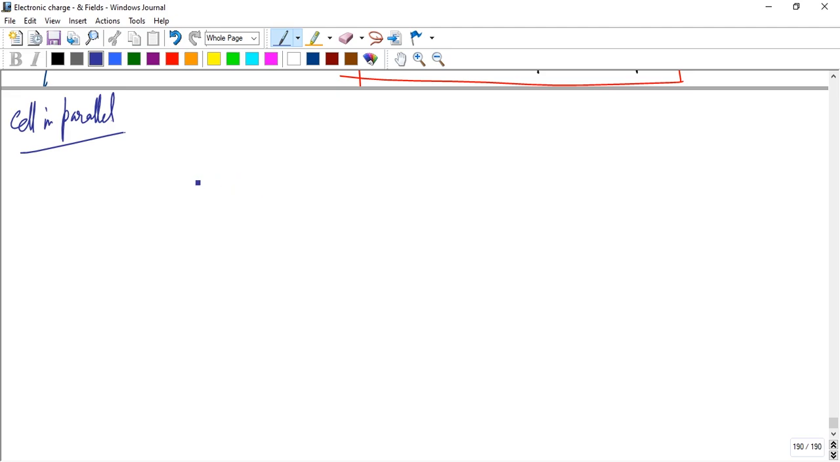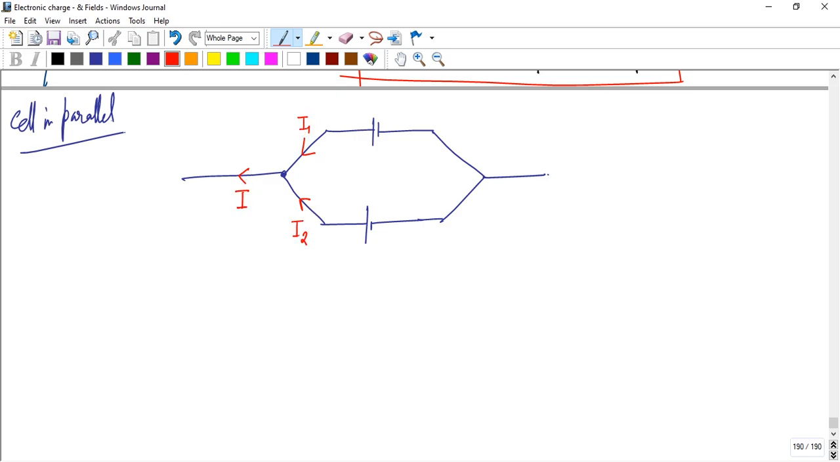So the basic circuit diagram of parallel: there is a junction point because there is a 3 branch here, one cell. Suppose current flows in that direction. Suppose there is I1, I2, that is I, that is the EMF1, that's the EMF2, that is R1 internal resistance, R2.